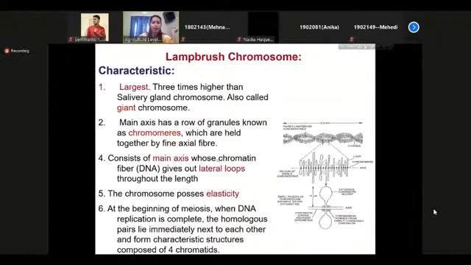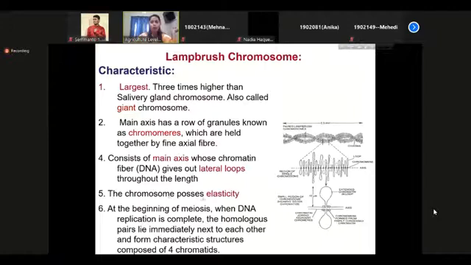It contains the main axis, whose chromatin fiber DNA gives out lateral loops. These are the chromatin fibers which give out the lateral loops. Throughout the length, there are many lateral loops. And you see each loop has two sides. This is one side and this is the other side. They are mirror images. They contain the same genes and the same structure. They are attached by the granules side by side, and they ultimately produce the lampbrush structure.